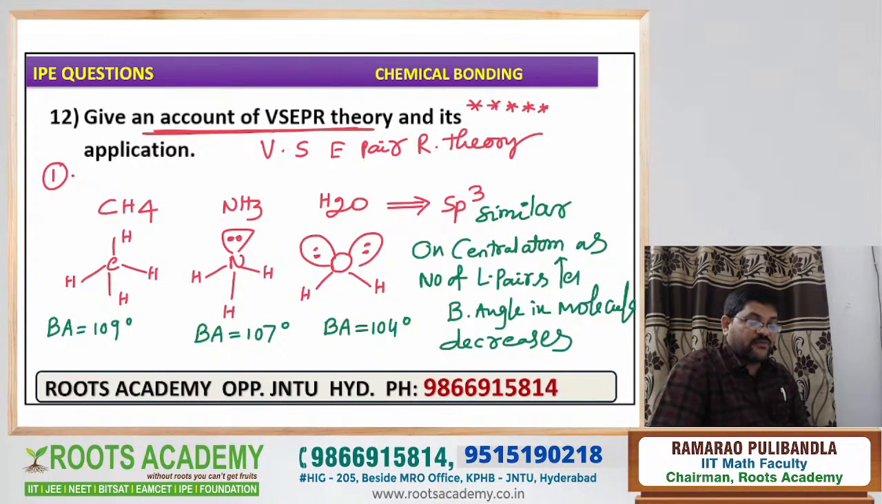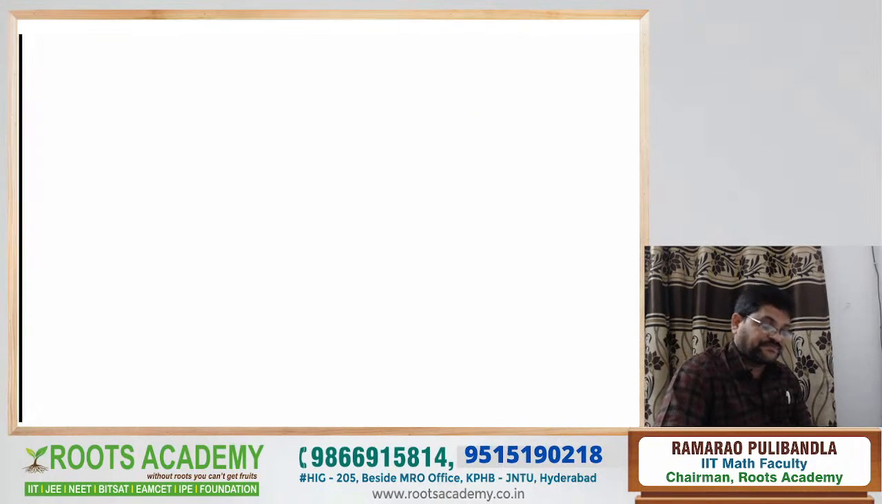Repeat once again, this is the first application of VSEPR theory. If the molecules belong to similar hybridization, you write the statement like that: on the central atom, as the number of lone pairs increases, the bond angle in the molecule decreases. The first application is successfully completed, and we come to the second application.